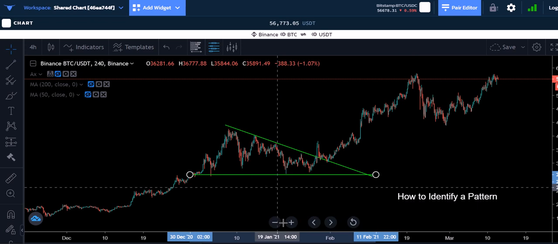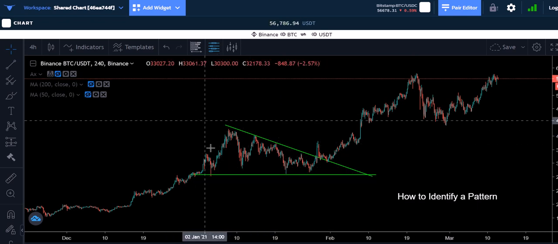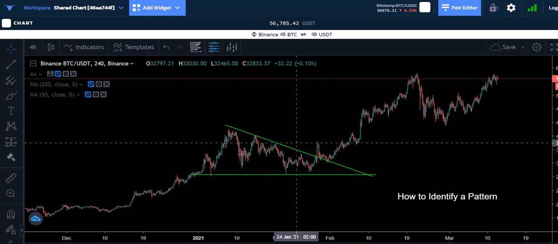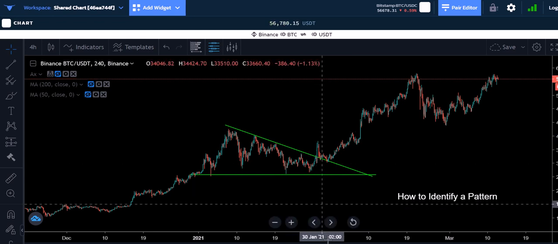So we have a triangle right here. It's more of a right triangle. We have a flat bottom and then a descending resistance, and a lot of times that ends up breaking down, but we broke up out of it. You need to be prepared for anything, with Bitcoin especially, guys, because sometimes a bearish pattern could be bullish and vice versa. So you need to be prepared for anything.